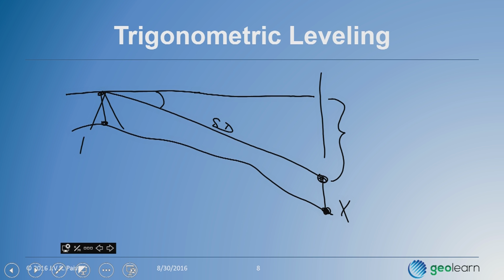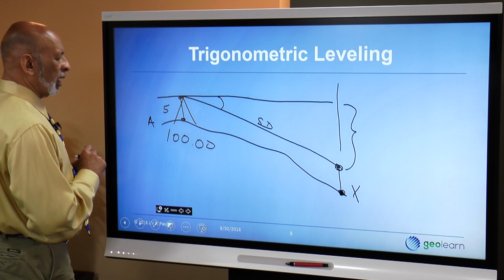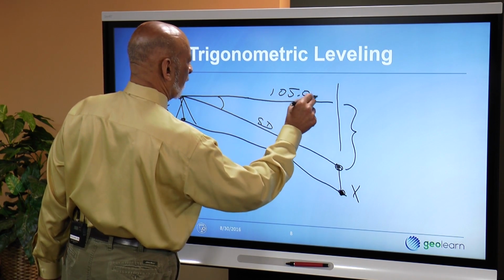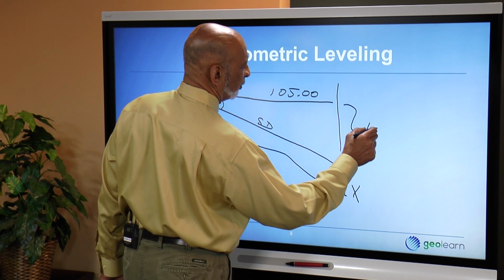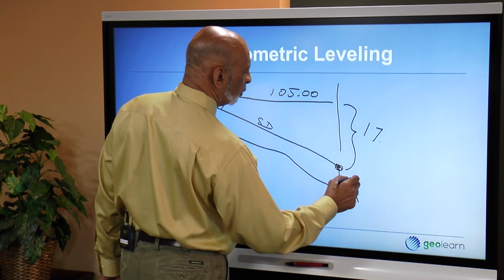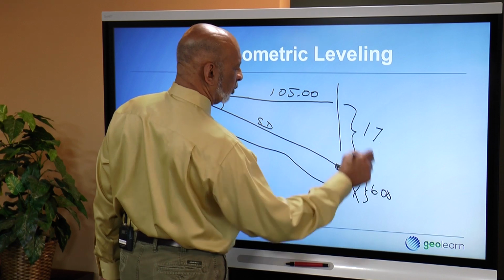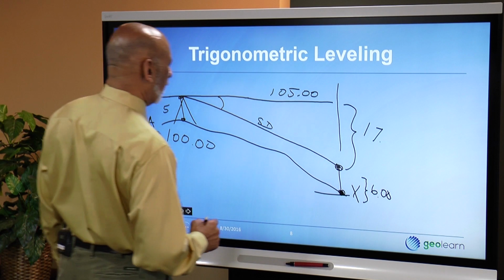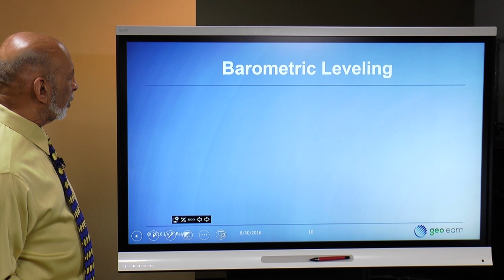So if you know that the elevation of, let's call this point A, is 100, and this thing is 5 feet above point A, the horizontal line of sight, then we know the elevation of this horizontal line of sight over here is 105. And if you calculate that this is 17 feet, and you know that your rod is 6 feet above the ground, then your total of 23 feet below 105 feet gives you the ability to calculate the elevation of point X. So that's how trigonometric leveling works.